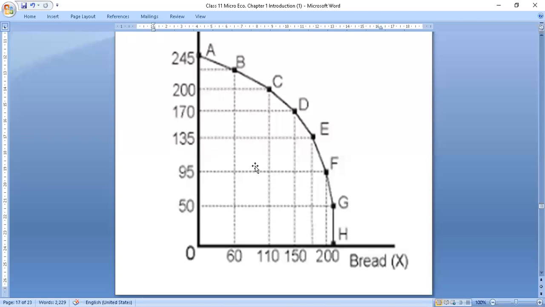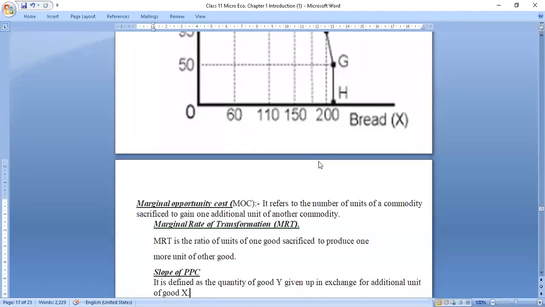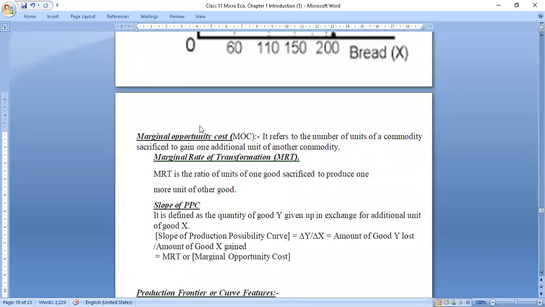So in this way you are able to draw the diagram which is known as the PP curve or production possibility curve. After this, students, the next topic is marginal opportunity cost. The topic is different, but I will explain it in the same diagram. What is opportunity cost? The cost of the next best alternative that you have skipped. But what is marginal? Here marginal refers to additional.